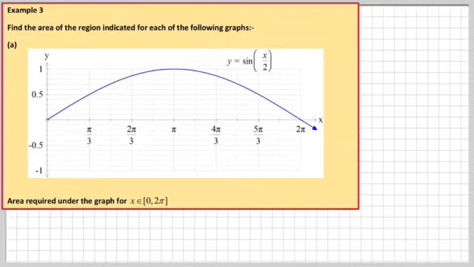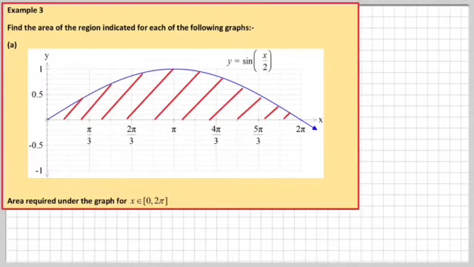Find the area of the region indicated for each of the following graphs. Looks like we've got y is sine of x over 2, and we are required to give the area under the graph where x goes from 0 to 2 pi. So it's from here over to here. Okay, so it's an area question. So we must make sure we get a positive integral because areas can't be negative. So there it is, shaded in for you.